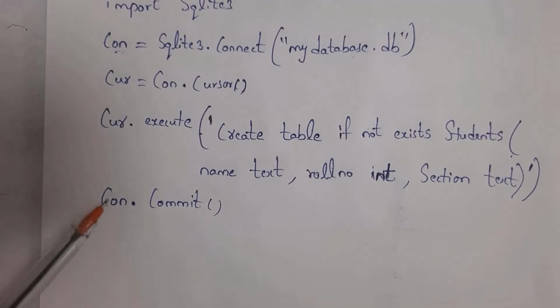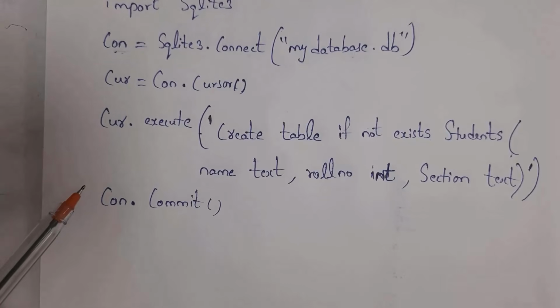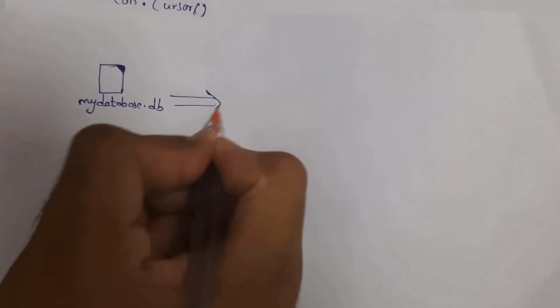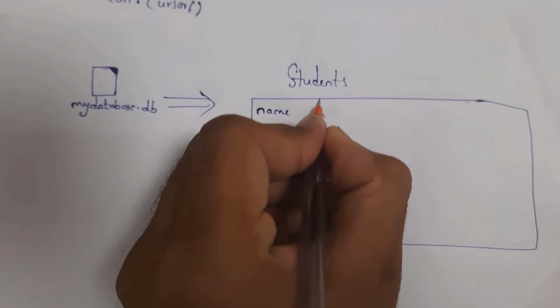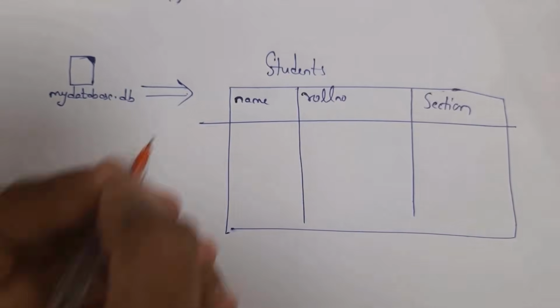Whenever I run these 3 lines of code, it will create table. The table name is students and it will insert 3 columns. One column name is name, another column name is roll number, and another column name is section. So inside my database, it will create table. The table name is students, and student table contains 3 columns. One column name is name, another column name is roll number, and another column name is section.